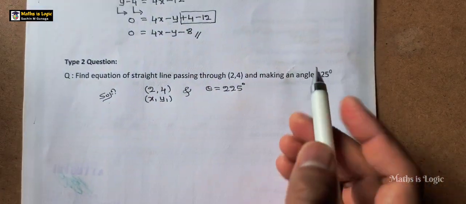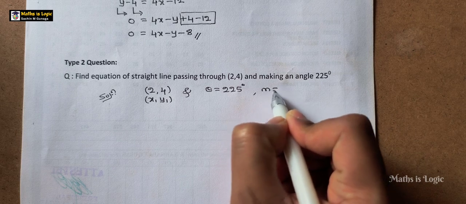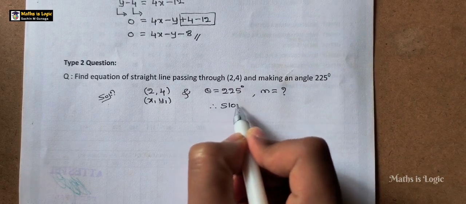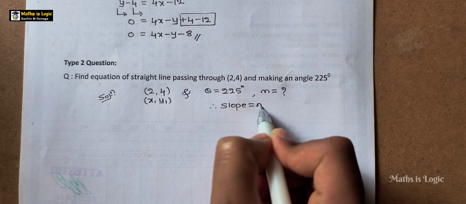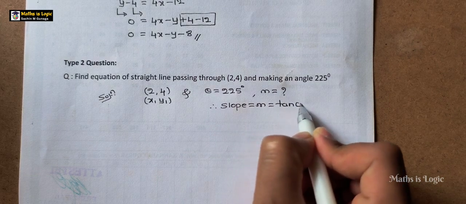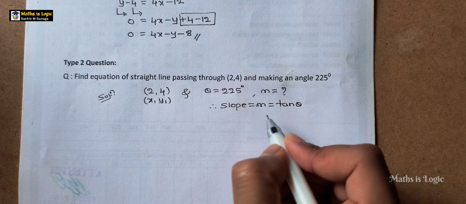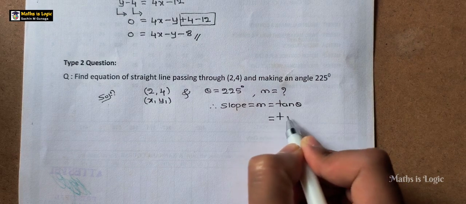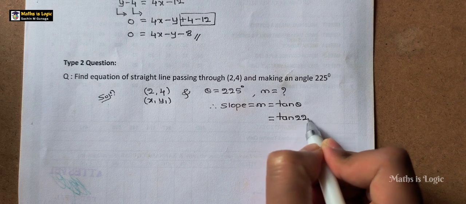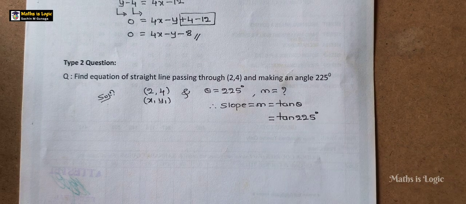Therefore here the m value is a question mark. First find the m value, that is slope m equals, here the angle is given, so because of that the formula we are going to apply is tan theta, which equals tan, keep it as it is, substitute the theta value, that is 225 degrees.